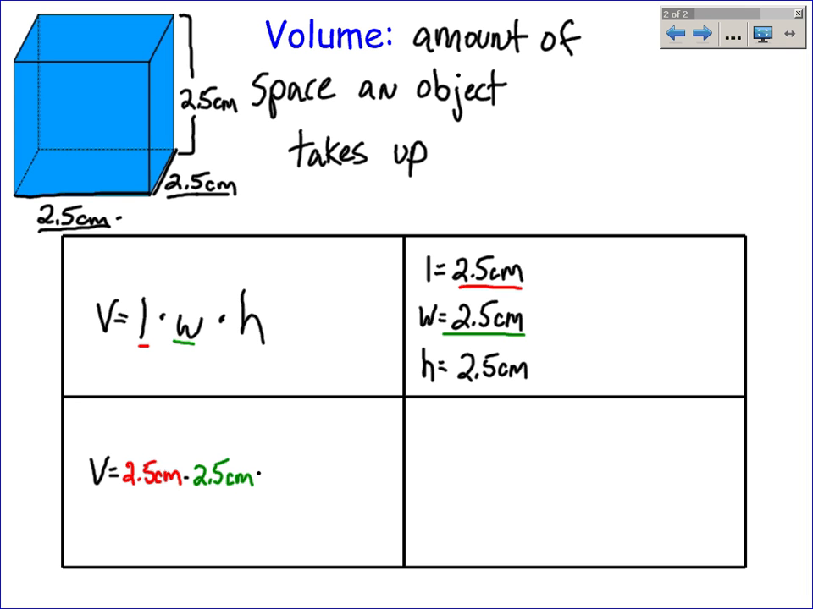Great. Though this is getting redundant, you get the idea. We need to find the height. Instead of putting H, we actually put the number, which is 2.5 centimeters. So we now have done our substitution. Notice how we've left the units in there, and that's important. You'll see why at the very end.